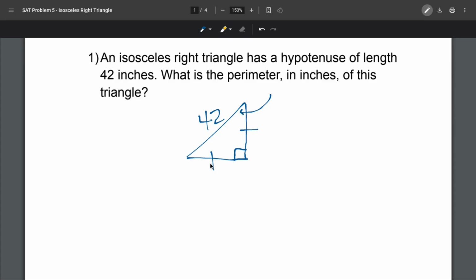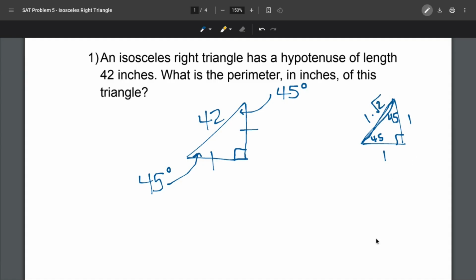Okay, so there's something you need to know here. In an isosceles right triangle, these angles are the same, and since this is 90 degrees, these two angles have to both be 45 degrees, because 45 plus 45 plus 90 equals 180. Okay, so we need to know that. And what we know is, in a 45-45-90 right triangle, if this side is 1, this side is 1, this is 1 times the square root of 2.